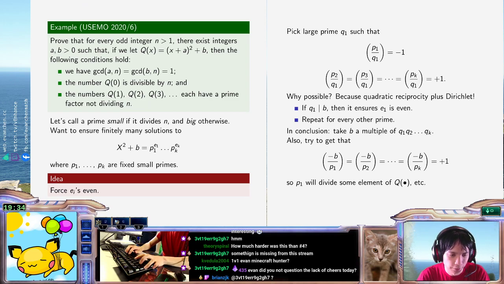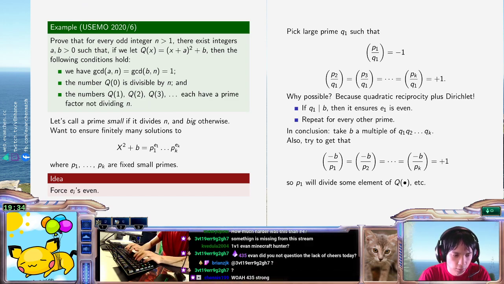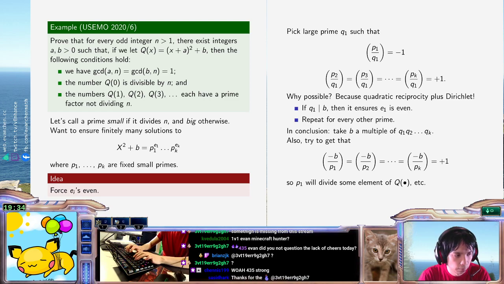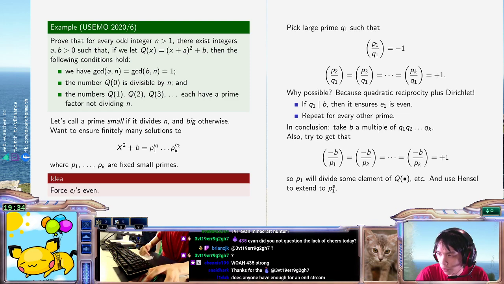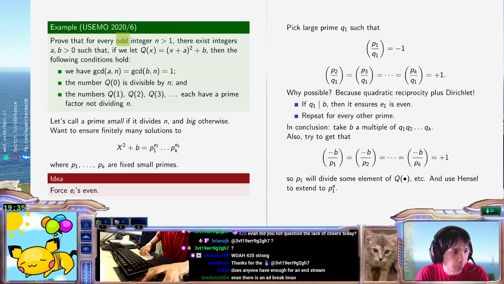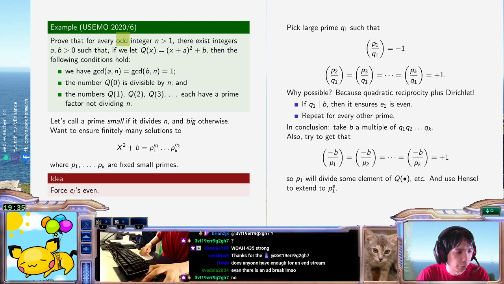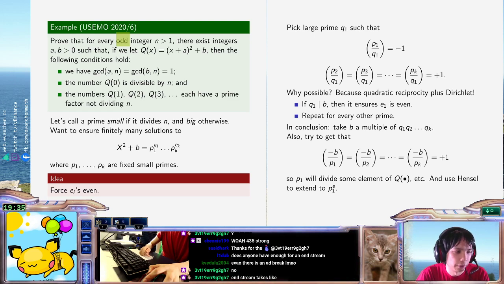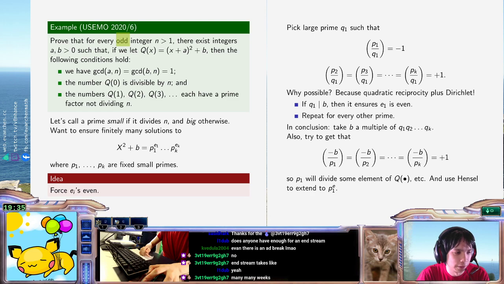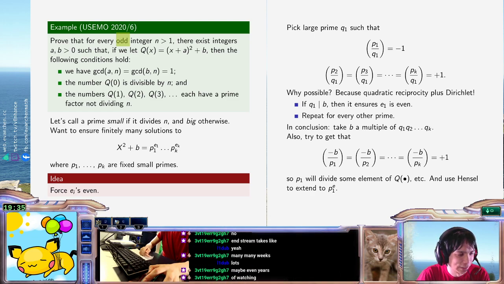That's basically it. That's all I have to say. I'll note, just while I have everyone's attention, this odd hypothesis is actually superfluous. The problem is true even if I delete odd, but the prime 2 is so annoying to deal with that I added the odd condition to make your lives a little bit easier. Yeah, so you're welcome. You don't have to think about the prime 2.